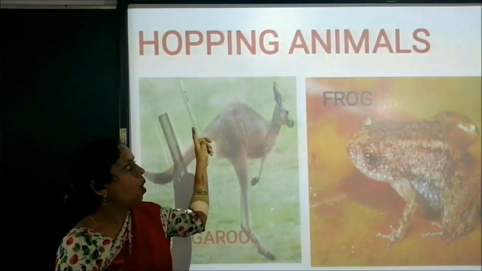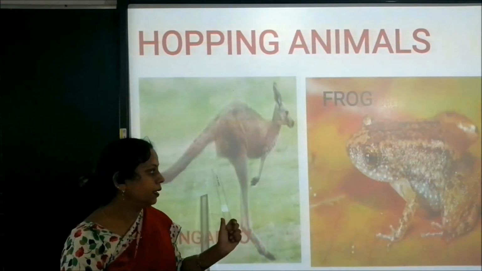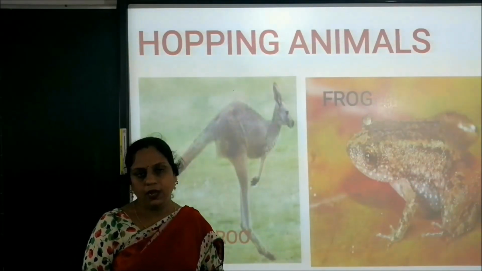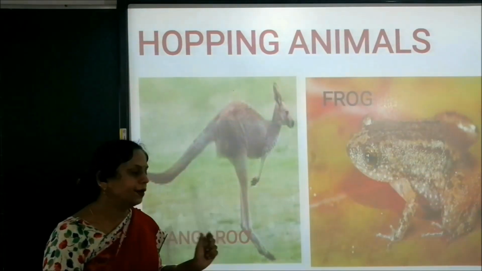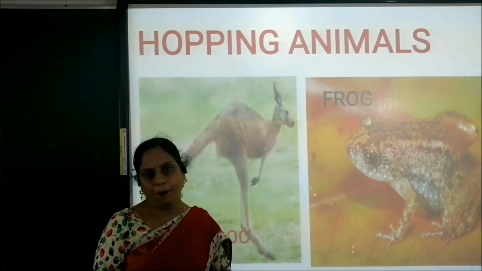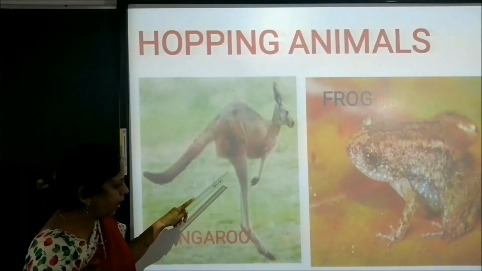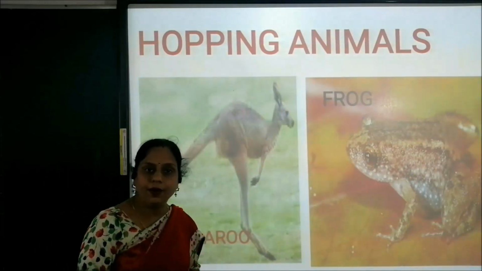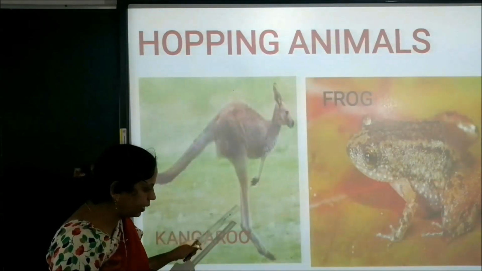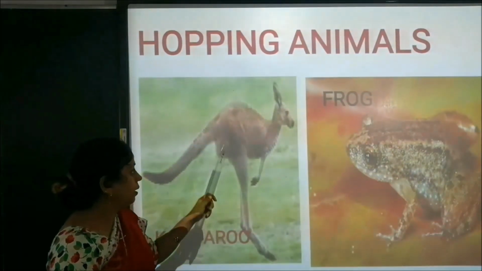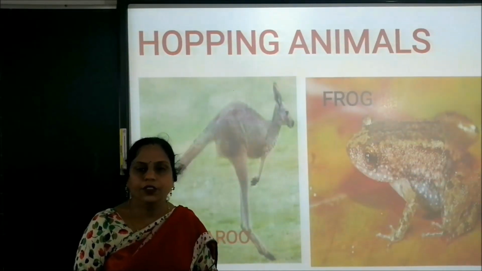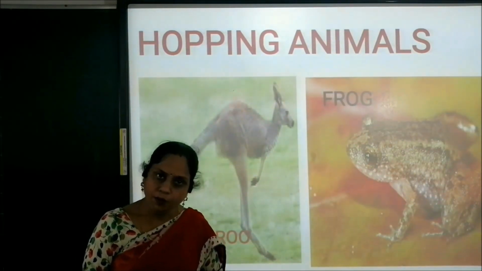Now next is hopping animals. For example, kangaroos and frogs are called the hopping animals. Let's take the example of the kangaroo. Kangaroo moves by jumping or hopping. Let's see in this picture. Kangaroo have strong, highly developed hind legs, with extra large muscles. And the kangaroo uses its tail as an extra leg, which gives them power to move.